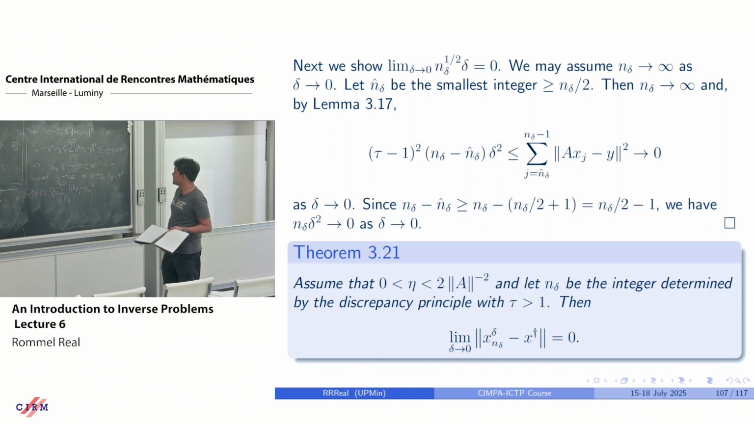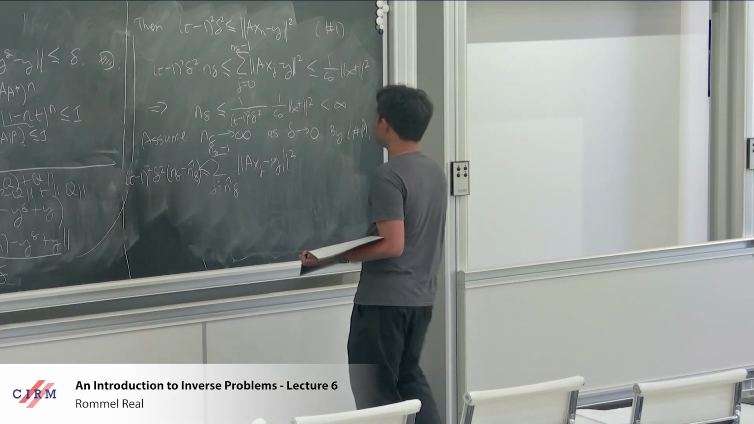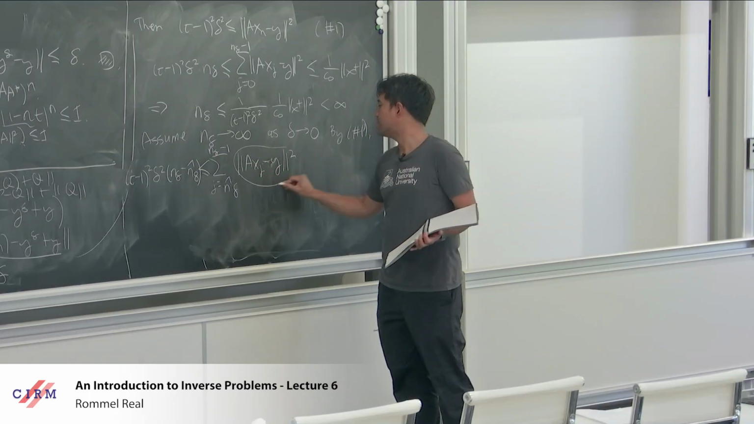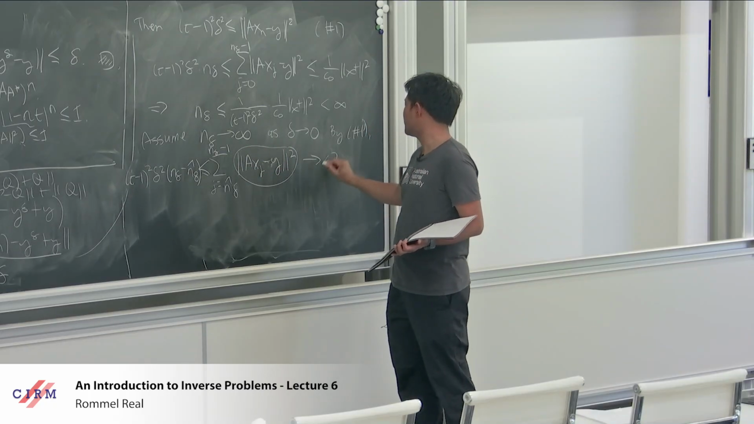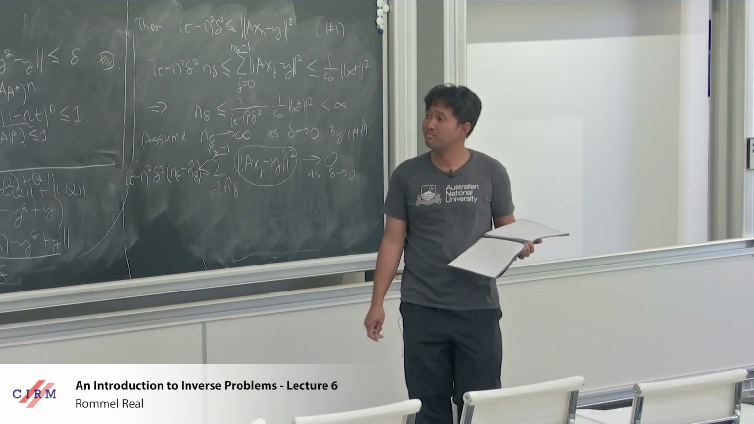Okay, and then from that we can also show this result using lemma 3.17. Note by lemma 3.17, this implies that this thing here, in fact, the entire summation goes to 0 as delta goes to 0. Okay?